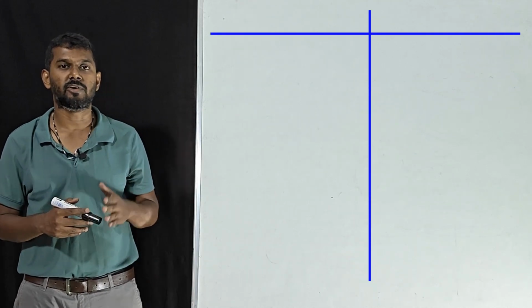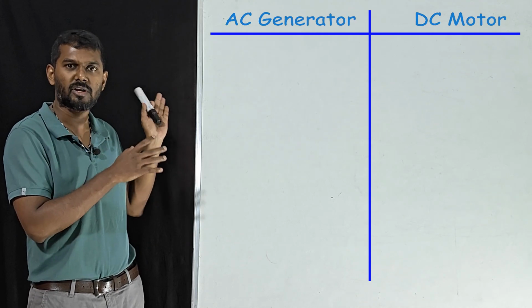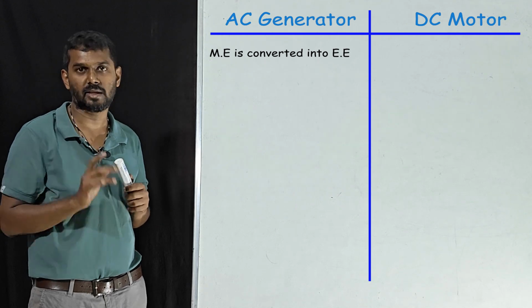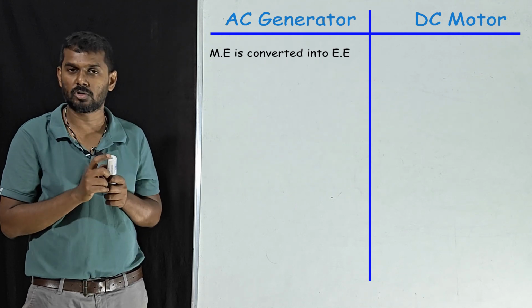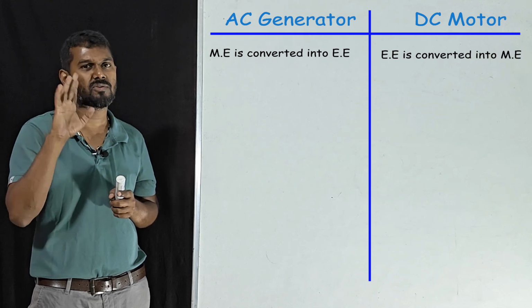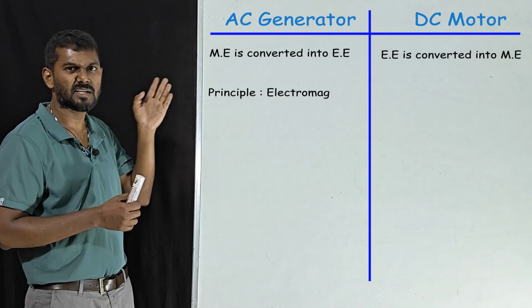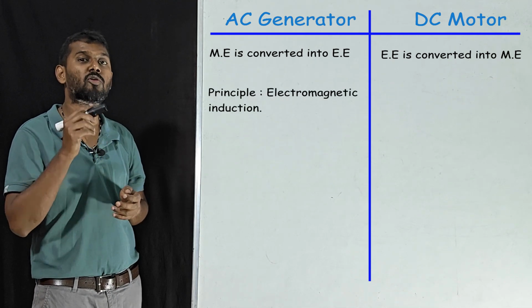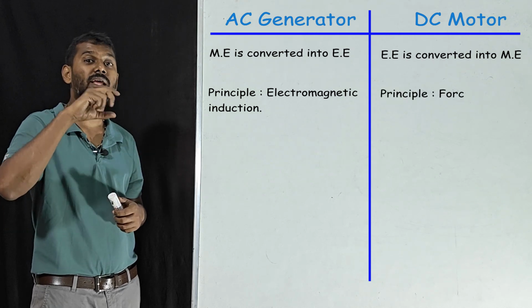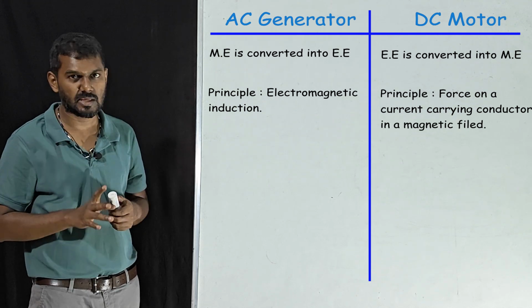Now we learn the differences between an AC generator and a DC motor. First, the AC generator: we convert mechanical energy into electrical energy. But when it comes to a DC motor, we convert electrical energy into mechanical energy. This is the first simple difference. Then the principle. The AC generator works on the principle of electromagnetic induction. The DC motor works on the principle of force on a current carrying conductor placed in a magnetic field.